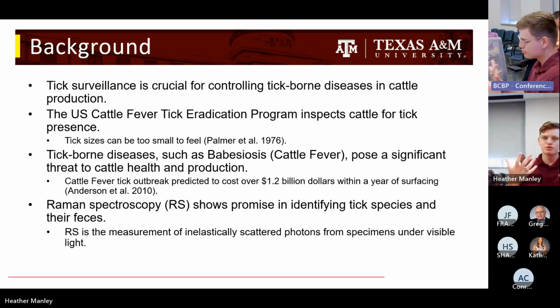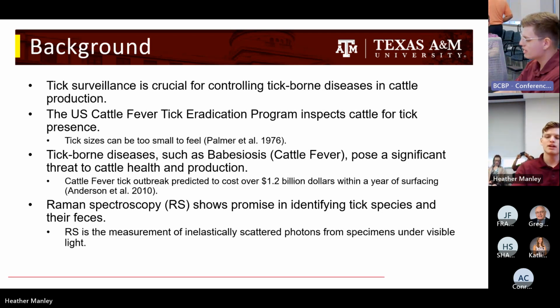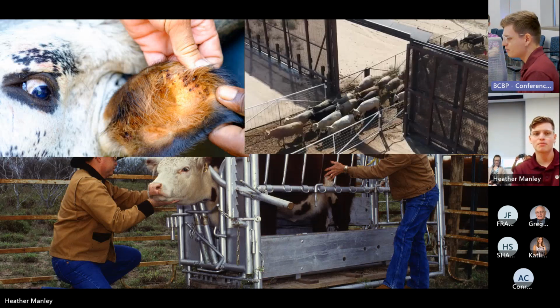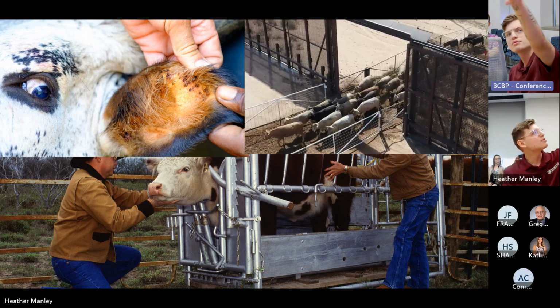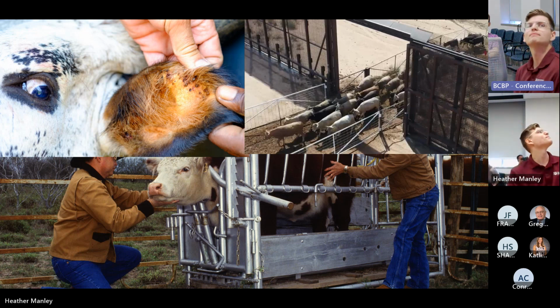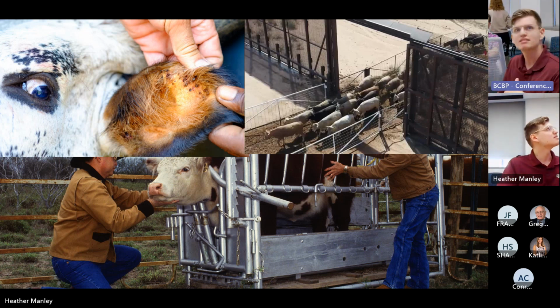Tick surveillance is crucial for controlling tick-borne diseases in cattle production. Right now, cattle that come into the U.S. cross the border through a very long and terrible process. I say terrible because it's long. As you can see, a lot of cattle come through there, and one by one, they have to be put into that little contraption, and then searched up and down in every crevice for signs of ticks.